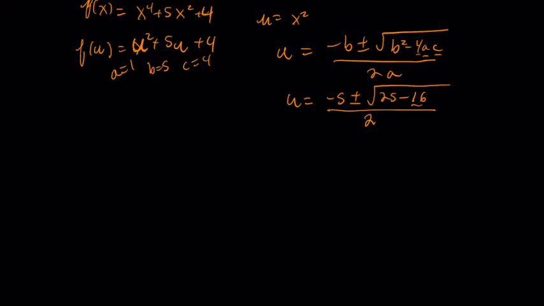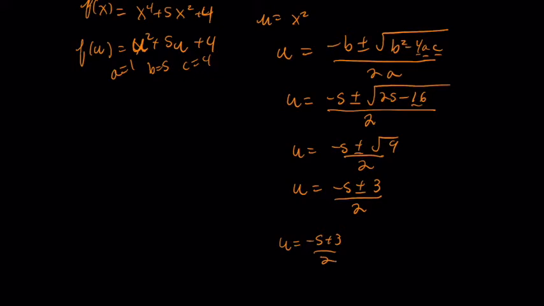U equals negative 5 plus or minus the square root of 9 over 2. So u equals negative 5 plus or minus 3 over 2. So u is negative 5 plus 3 over 2, or u is negative 5 minus 3 over 2. So I get that u is negative 2 over 2, which is negative 1, or u is negative 8 over 2, which is negative 4. And you might say, hey, Miss Miller, this doesn't look like complex zeros. And to that I would say, wait, because we didn't solve for x, we solved for u, and u equals x squared.